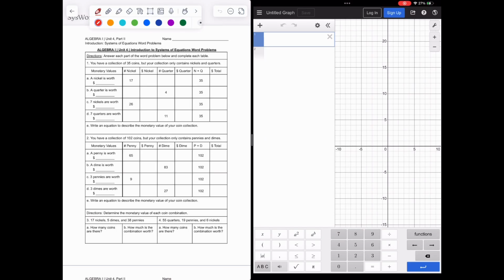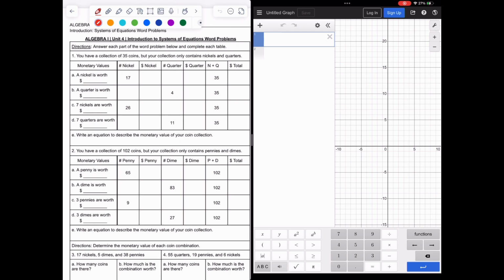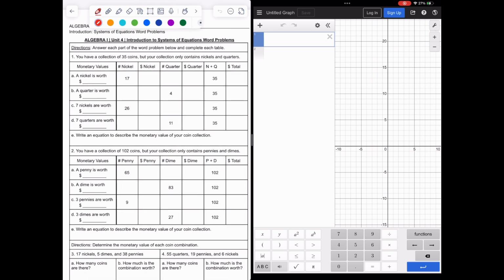Hello and welcome to a video that's introducing system of equations word problems. We started systems of equations and solving them in Unit 4 last semester with sections 4.1 and 4.2. So now today we have an introduction to section 4.3. We're going to start by talking about coins and their monetary value.